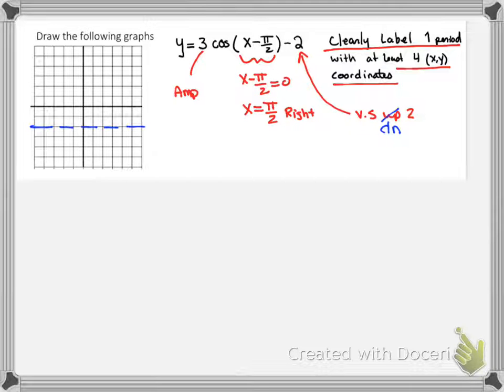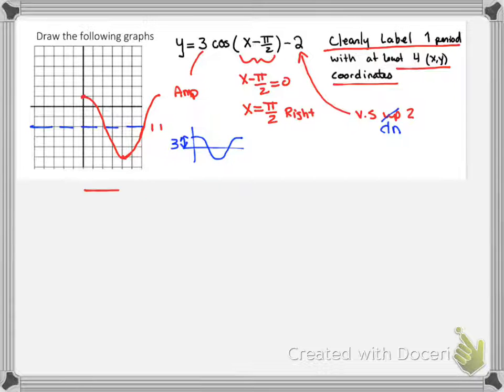Cosine starts at 1, down and back up, but in this case we're going to start up 3 instead of 1. So that means from here I'm going to go 1, 2, 3 up, start here, come back to 0, down to -3, back to 0, and then back up to that 1 above the x-axis.